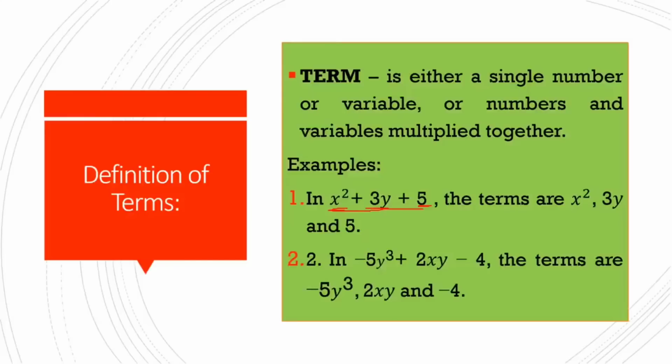For example, number 2, in the expression negative 5y cubed plus 2xy minus 4, the terms are negative 5y cubed. So we consider the sign, which is negative. The second term is 2xy, and the last term is negative 4. Since it follows the operation minus, it means that it carries the sign, which is negative.